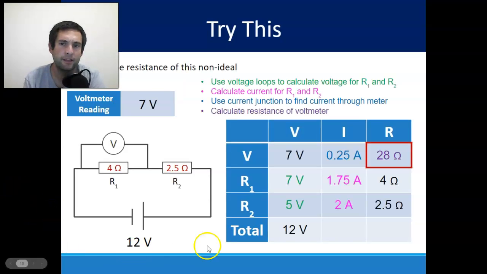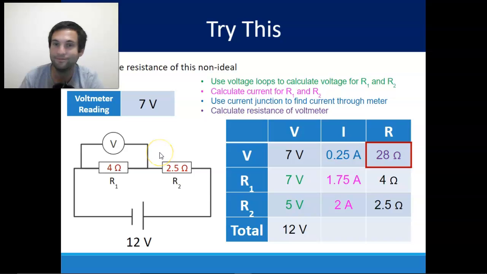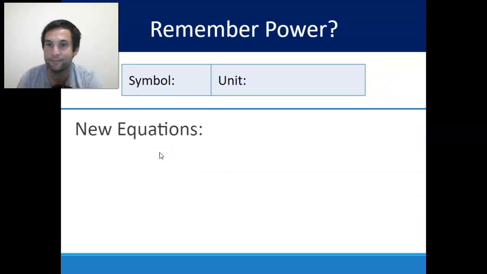Alright, so we're looking at the voltage loops to calculate voltage for R1 and R2, calculating the current for R1 and R2, and then we're going to use the junction rule to find the current through the meter, and calculate the resistance of the voltmeter. There we go. So hopefully you got that.